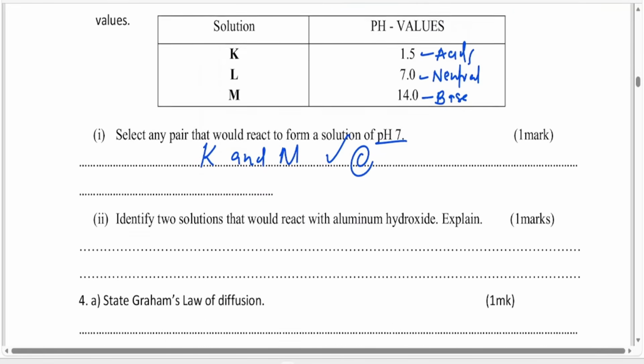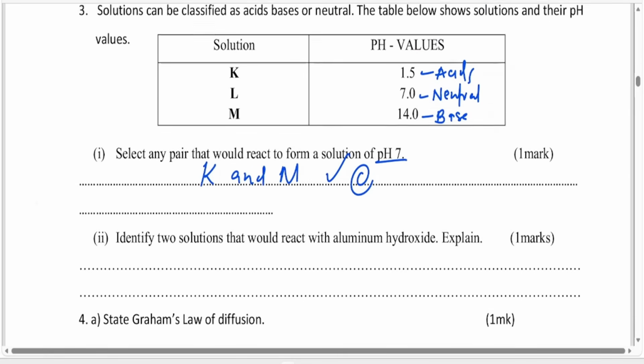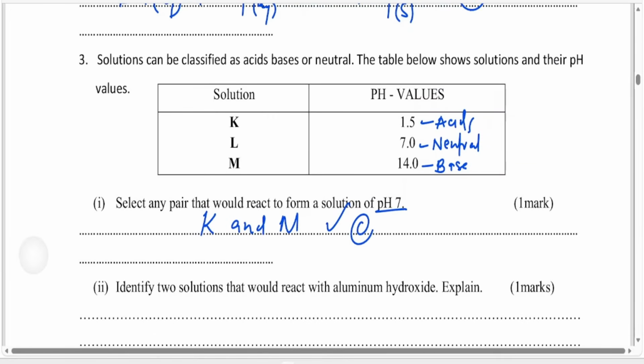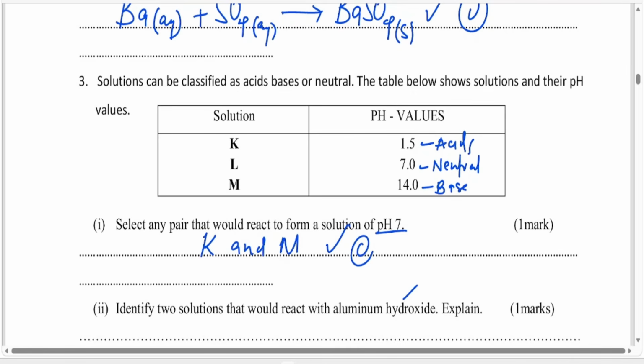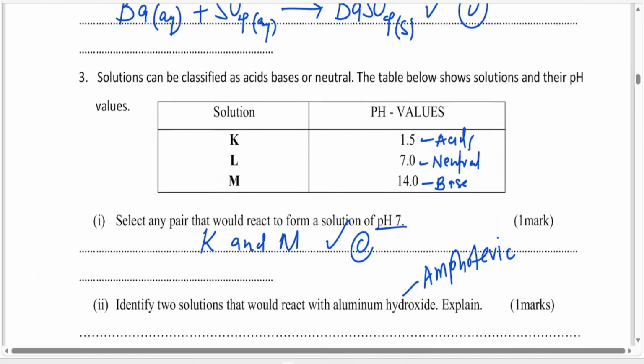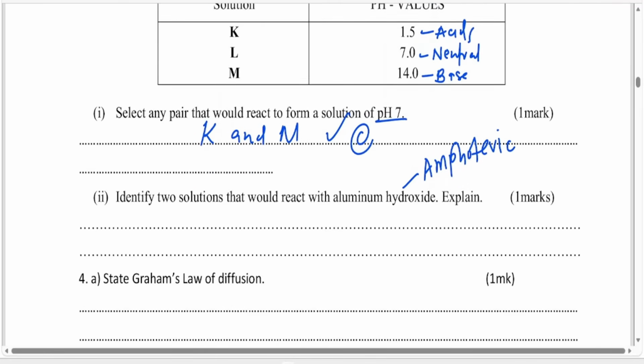Identify two solutions that would react with aluminium hydroxide. Explain. In this case, we need to understand that aluminium hydroxide is one of the substances referred to as amphoteric substances. It is an amphoteric substance, aluminium hydroxide, and also aluminium oxide, together with zinc oxide and lead oxide. These substances react with both acids and bases. And therefore, we are being asked to identify two solutions that would react with aluminium hydroxide.